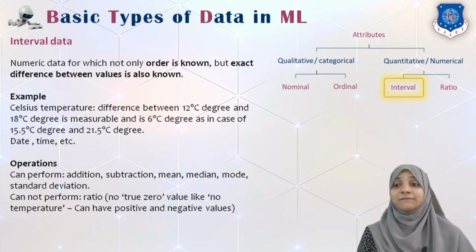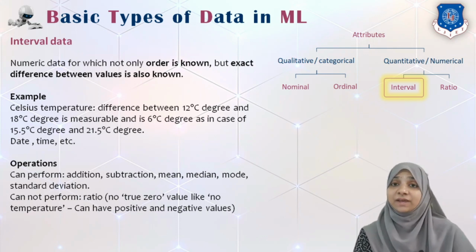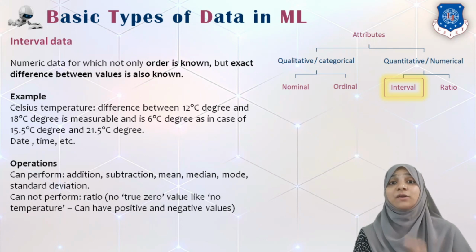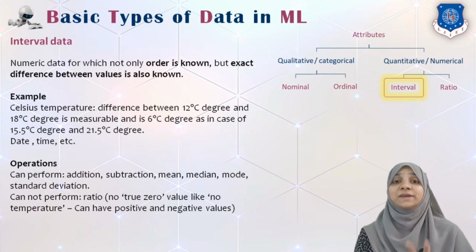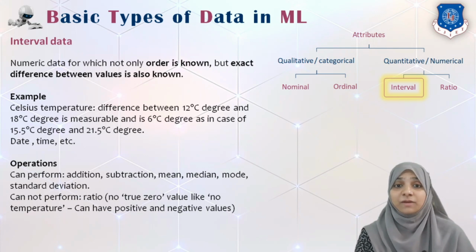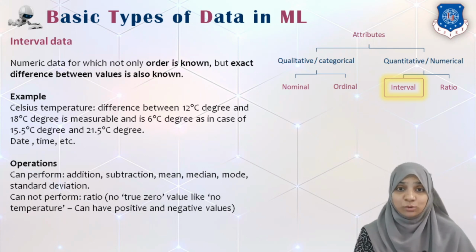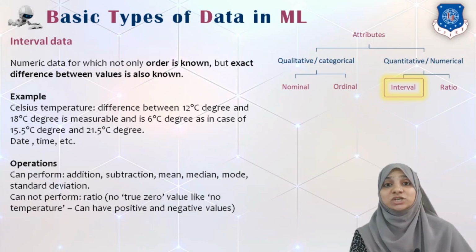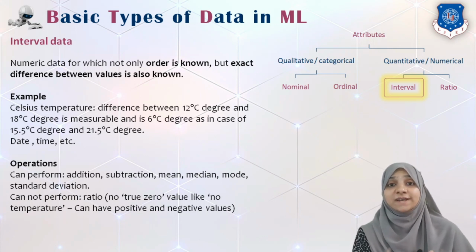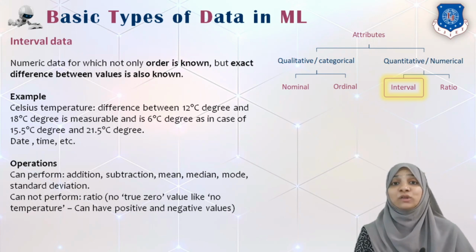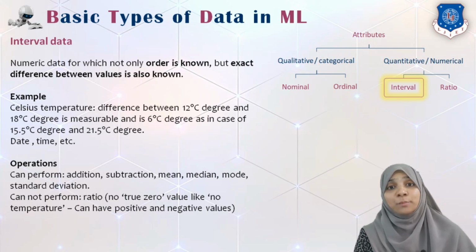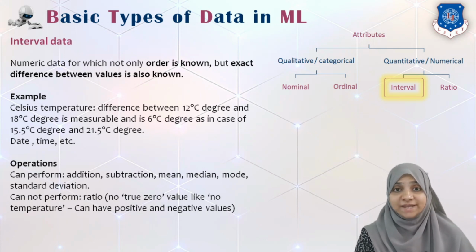Say for example, when we were discussing ordinal data, we can have order between happy and very happy customer. But we cannot find an exact difference between very happy and happy customer. Well, in interval data, we have ordered values. We can obviously find the relationship between two values in an ascending or descending order, but we can also find the exact difference between these two values because these two values are numerical in nature.